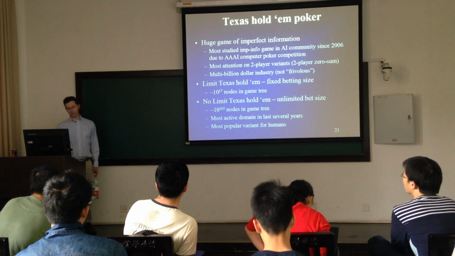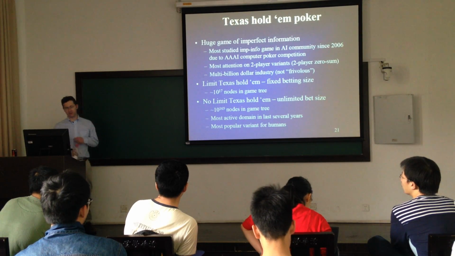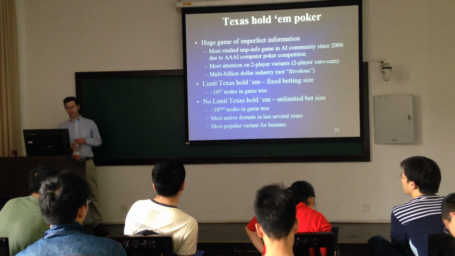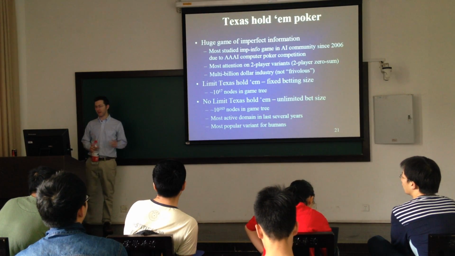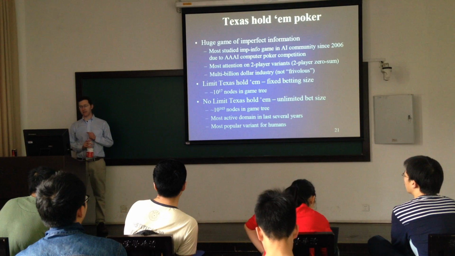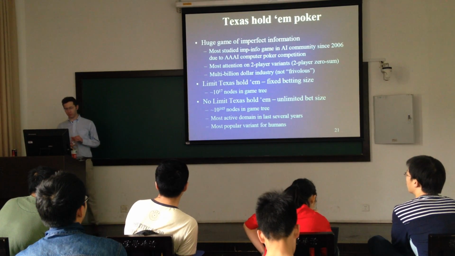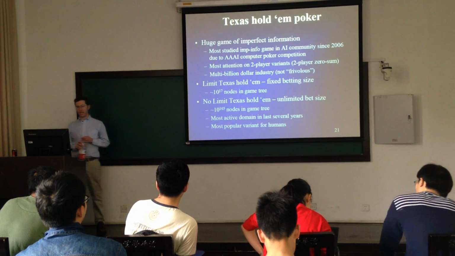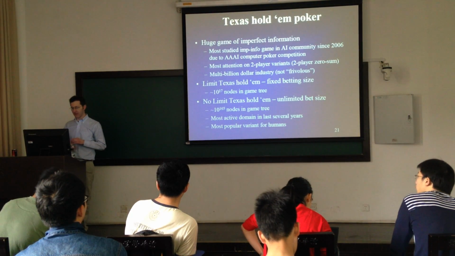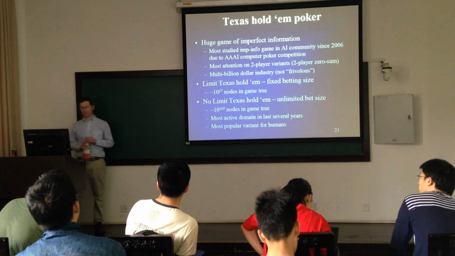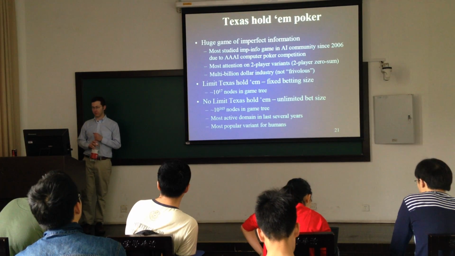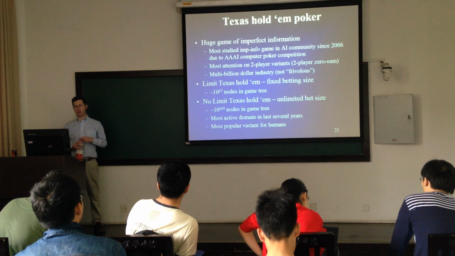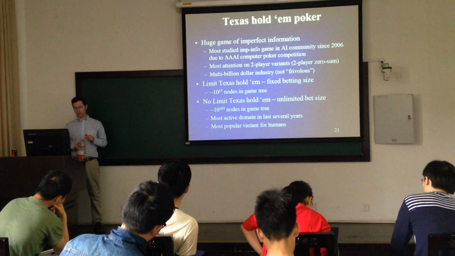So the limit Texas Hold'em variant, where there's a fixed betting size, has about 10 to the 17th nodes in the game tree. By contrast, no limit, where you can bet any size up to the amount you have in your stack, at least according to the rules of the competition, has 10 to the 165 nodes in the game tree. And no limit has really been the most active domain the last several years. I mentioned the very exciting results really this year and then the last year or two. And it's also the most popular variant for humans.